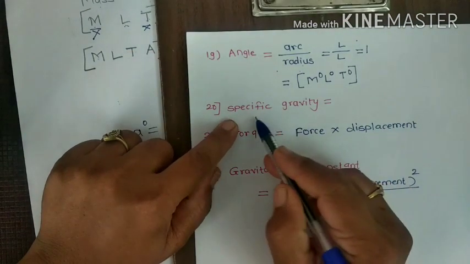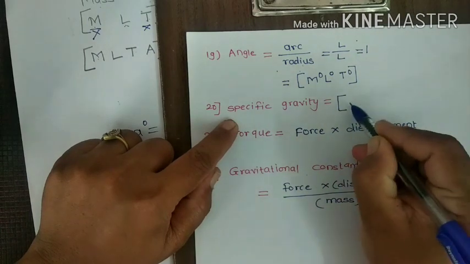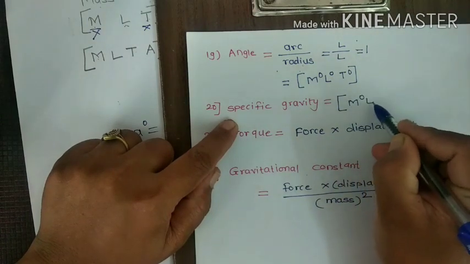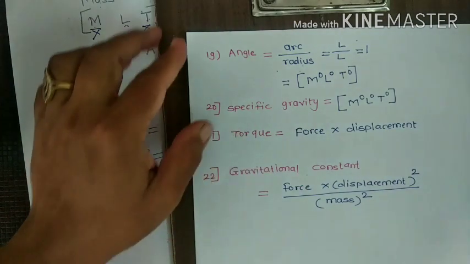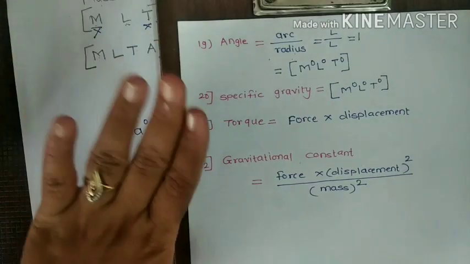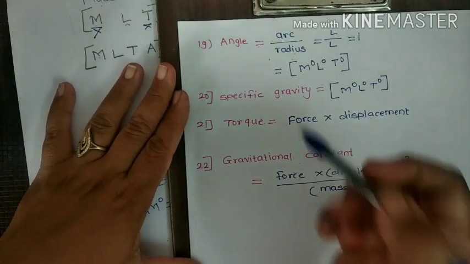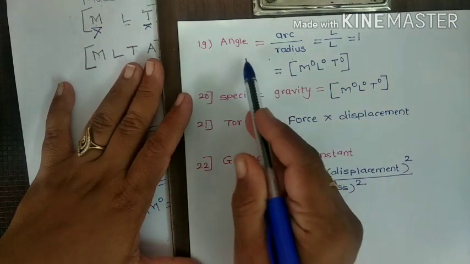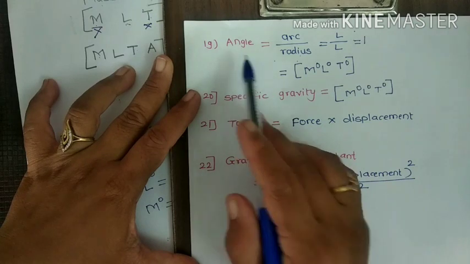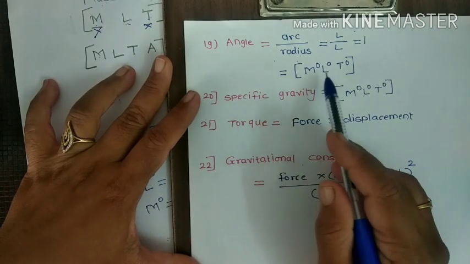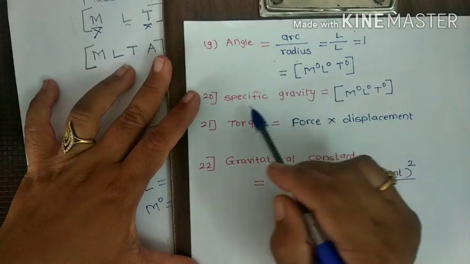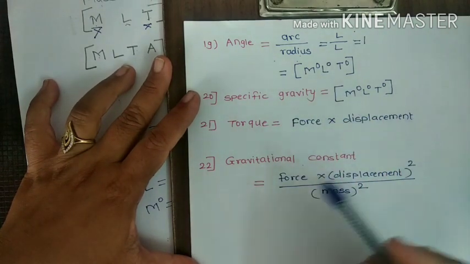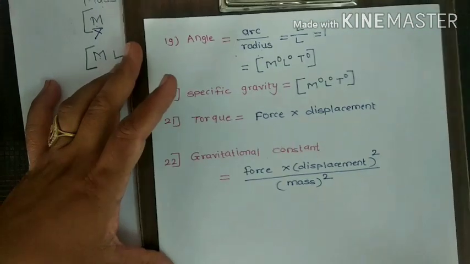Just like that, specific gravity does not have dimensions. This is also a dimensionless quantity. Remember it. लक्षात ठेवा ही गोष्ट. हे क्वेश्चन्स तुम्हाला ऑब्जेक्टिव्ह साठी विचारले जातात. Angle is equal to M0 L0 t raised to the power 0. That means angle and specific gravity, both terms do not have dimensions.